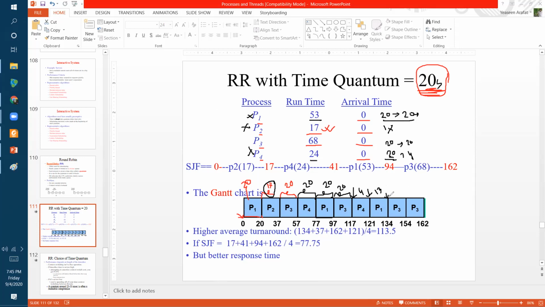Then P3 will do the rest of its job. As it has no competitor, it will work for another 20, 20, 20, so 60 seconds gone. The remaining time will be 8 seconds. So after 154 seconds, it will do another 8 seconds job to finish its task properly. So the end time will be 162. P3 also has done its job perfectly.